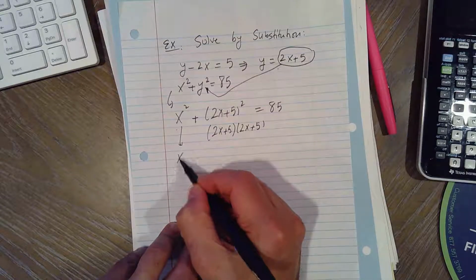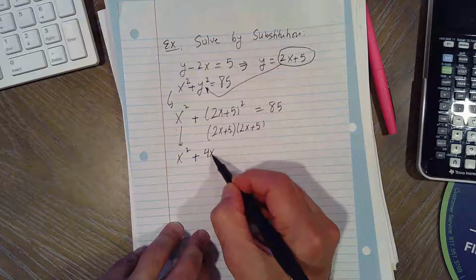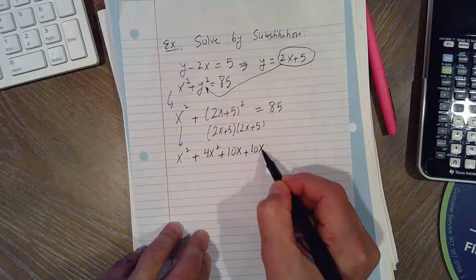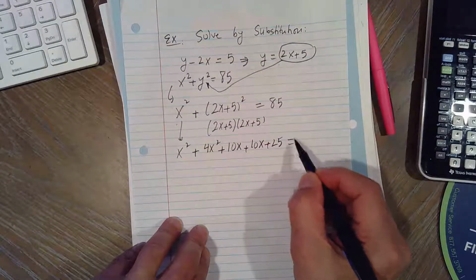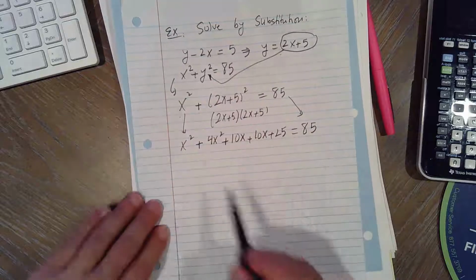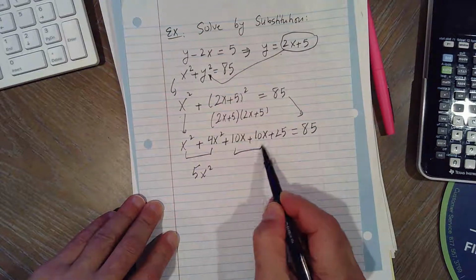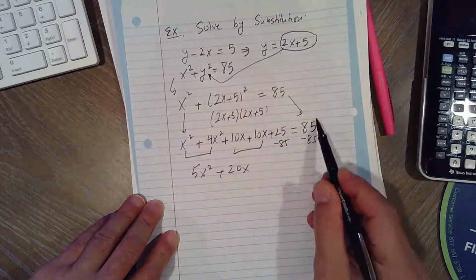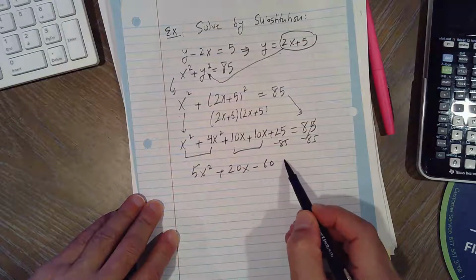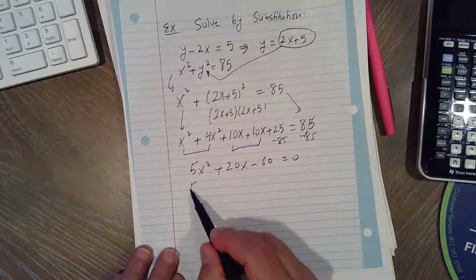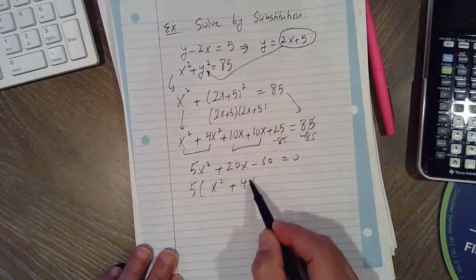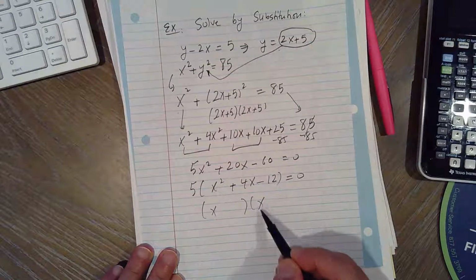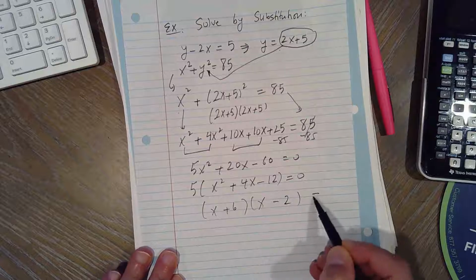So let's bring this guy down. Plus 2x times x is 4x squared, plus 2x times 5 is 10x, 5 times 2x is 10x, and 5 times 5 equals 25. Bring this guy down. So we have 5x squared, and that's 20x, and then 25 minus 85, it's minus 60. Now we can divide by 5 or factor it out. x squared plus 4x minus 12. This can be factored. (x plus 6)(x minus 2) equals 0.